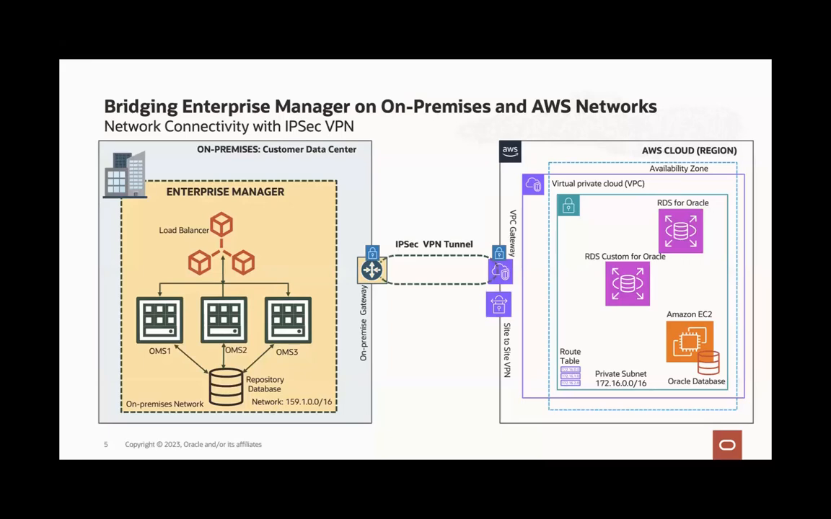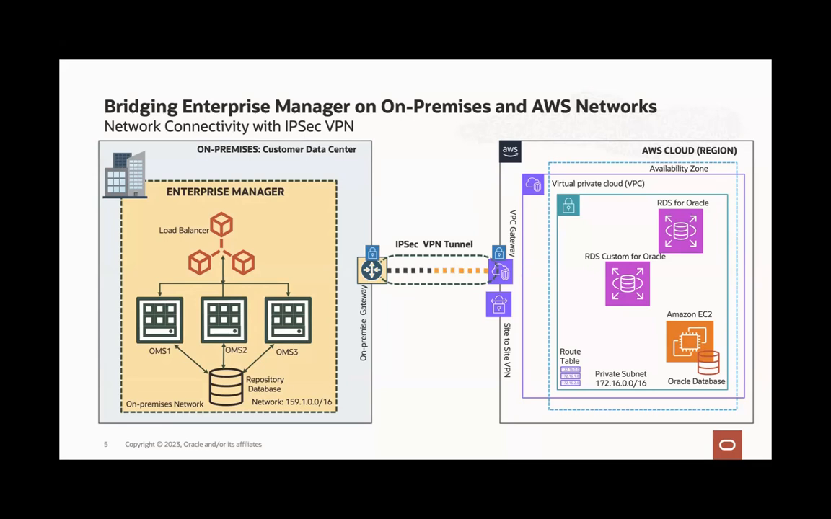Now, the IPsec tunnel is established between the on-premise gateway and the virtual private gateway, providing a secure and encrypted connection between the on-premise infrastructure and the AWS, ensuring secure communication and data transfer.